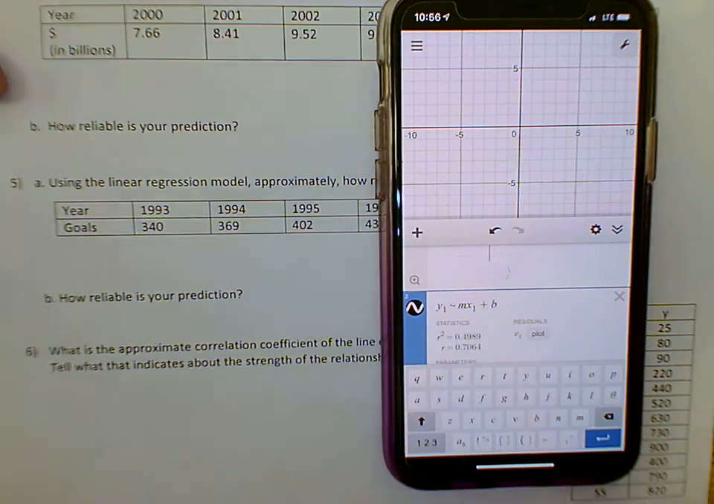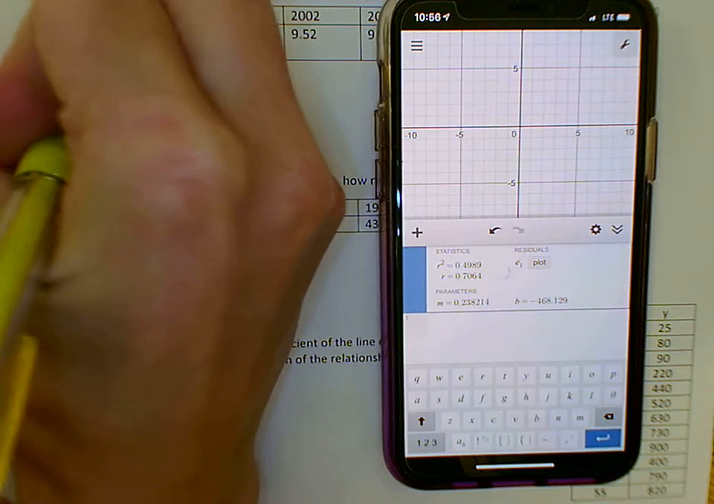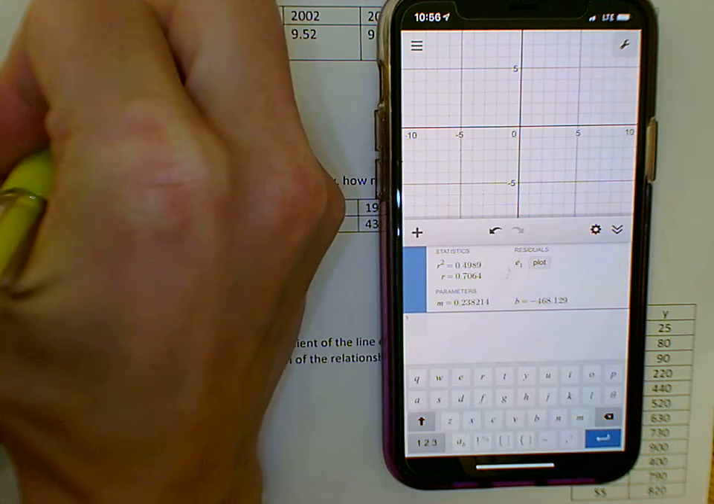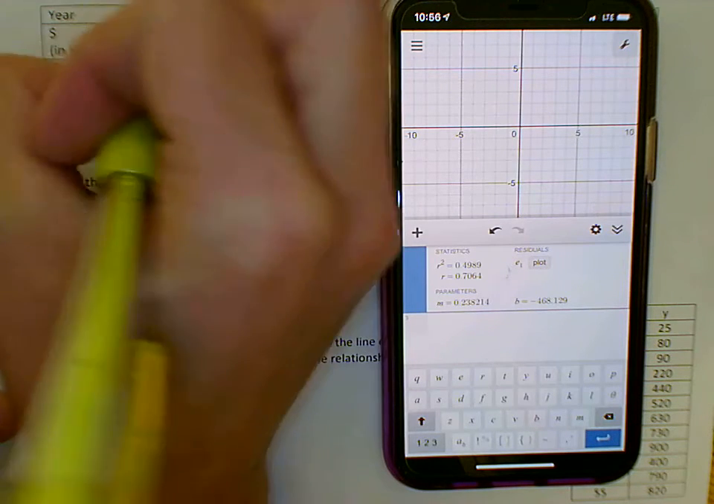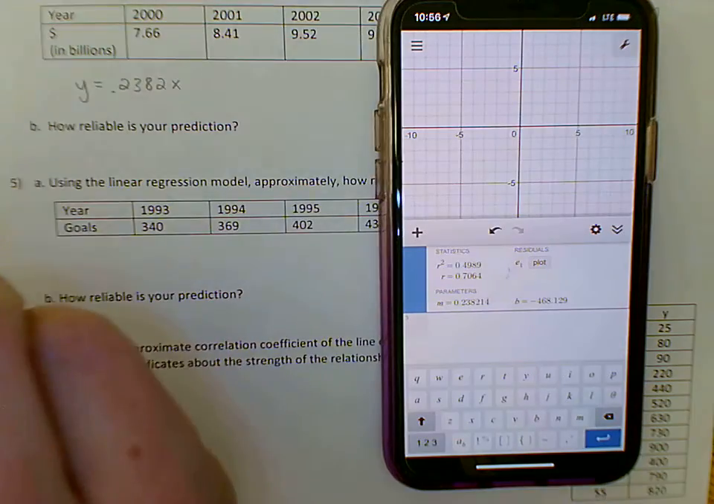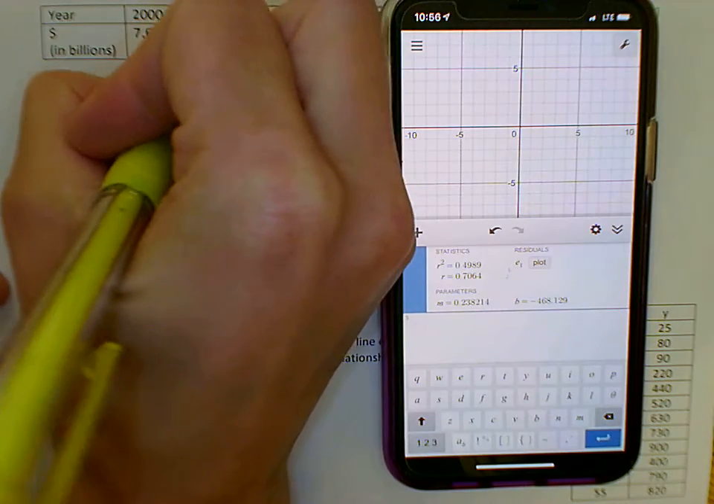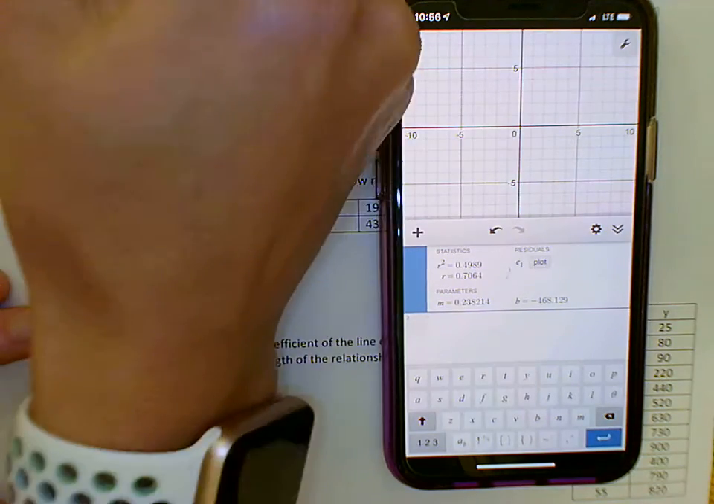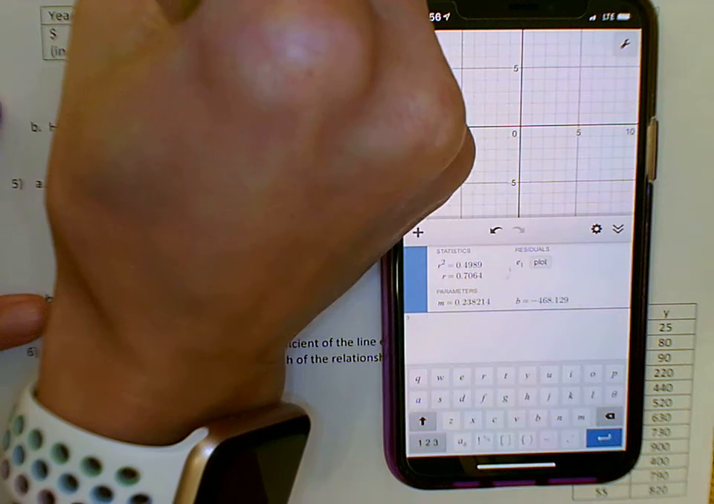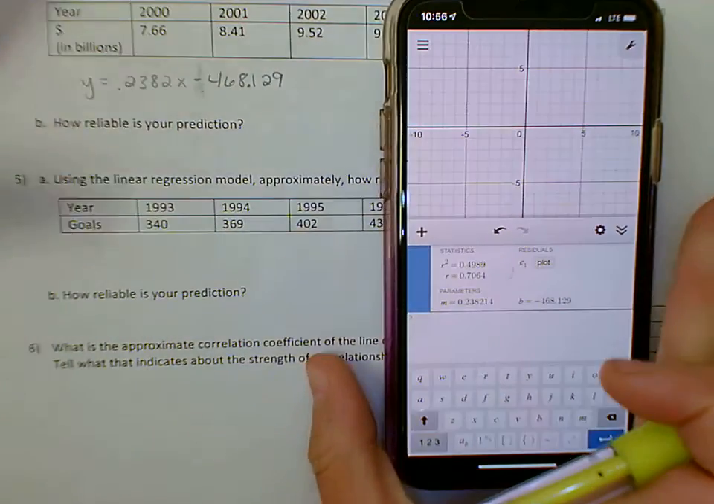B. All right, so once you get that equation typed in, it's going to give you the equation, so you just write it down. So it'd be Y equals, the M is 0.23, and I would go at least, because you're about to use this to make a prediction, I'd go at least 4 numbers past the decimal, so 0.2382, X, and then it's a minus 468.129. Okay, so that is the line of best fit.